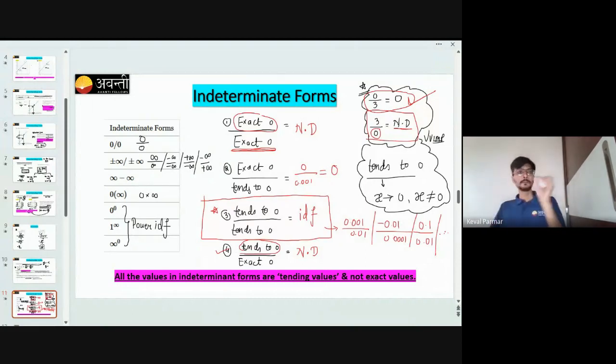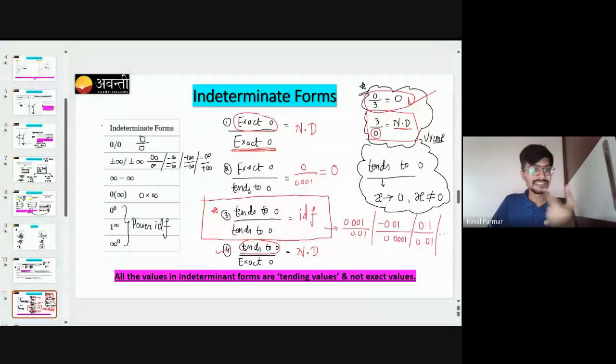So please note, out of these 4 cases, my only indeterminate form is case number 3. Because in case number 3, there are infinite possibilities, meaning infinite answers, which we cannot give a definite answer. So the confusion I was talking about is these 4 cases.